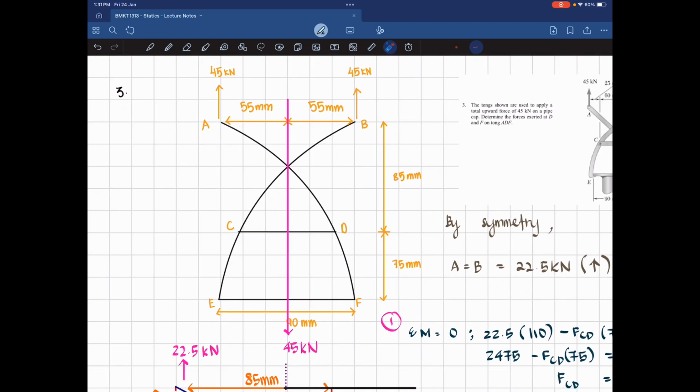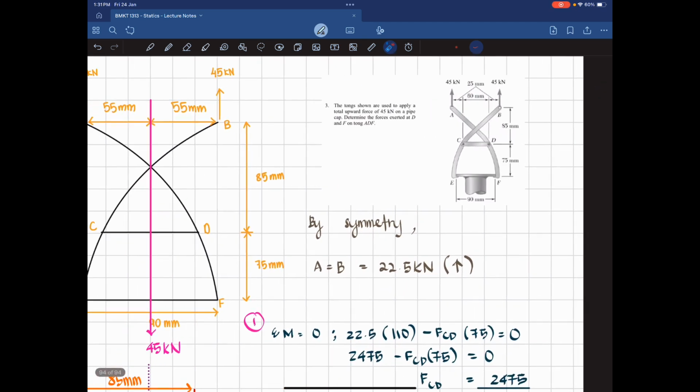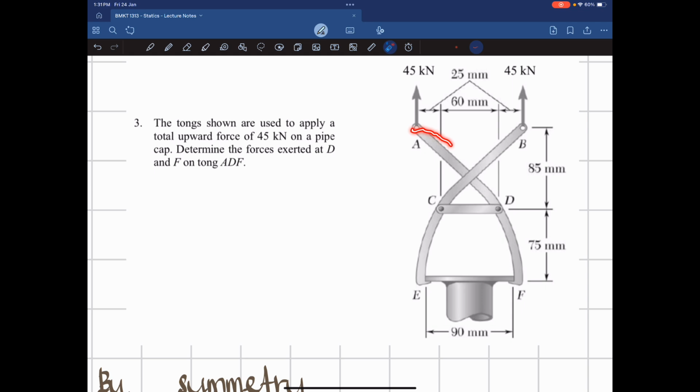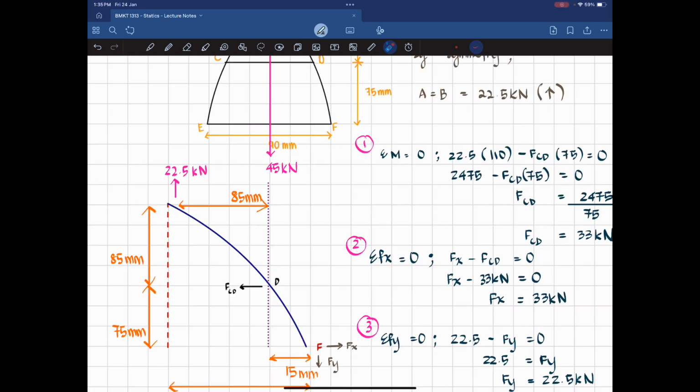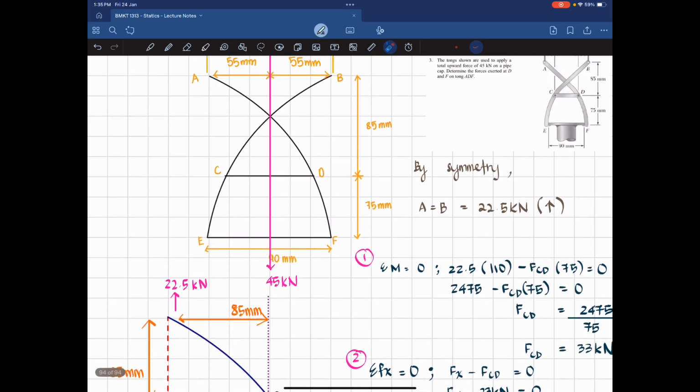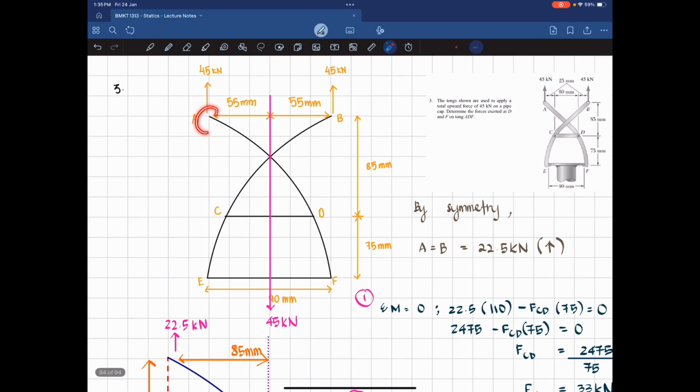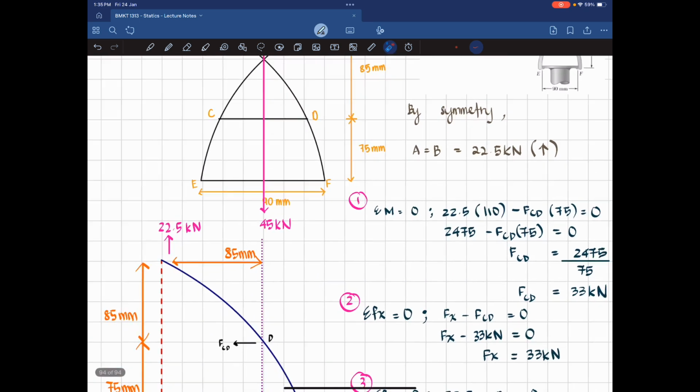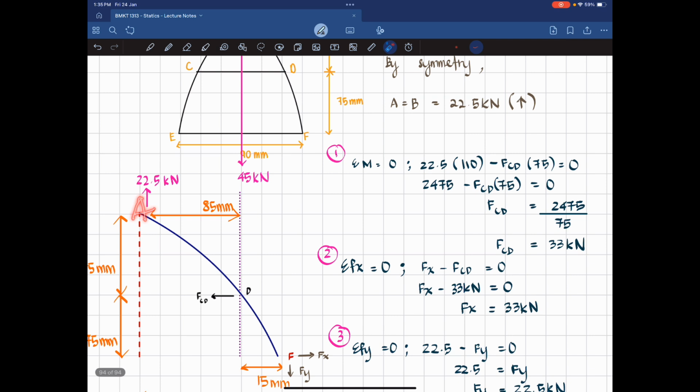That is how we know that the distance from point A to the center part is 55. After getting the distance between A and the center, which is 55, we also need the distance between the center and D. We just add these two distances, 55 plus 30, and we get 85. So the distance between A and D is 85 millimeter.